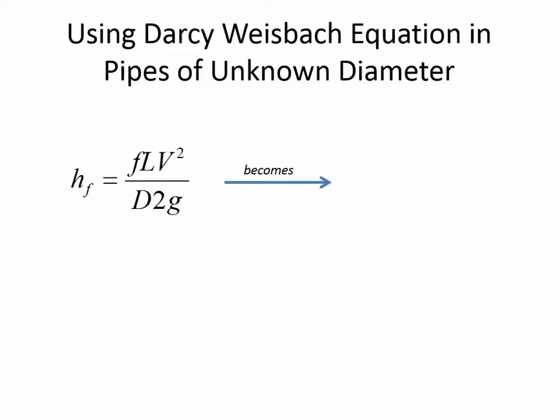So if we want to solve for d, then we say d is 8 f L Q squared divided by h sub f g pi squared, to the 1/5 power. And this is the equation we'll use to design a pipe size. How big should the pipe be? It should be this big, depending on the length of the pipe, the roughness, the flow rate that needs to go through the pipe, and the head loss that drives the water from one place to another.